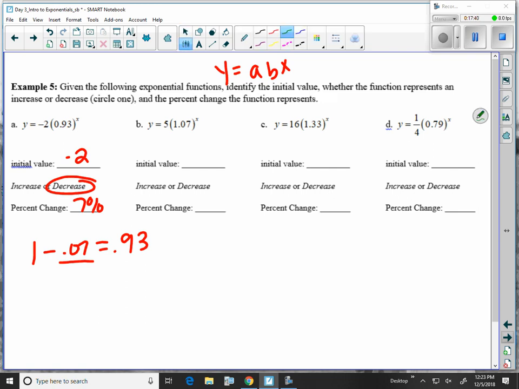Okay, it'll get there. Okay. Initial value for letter B. Okay. Increase or decrease? Percent change.